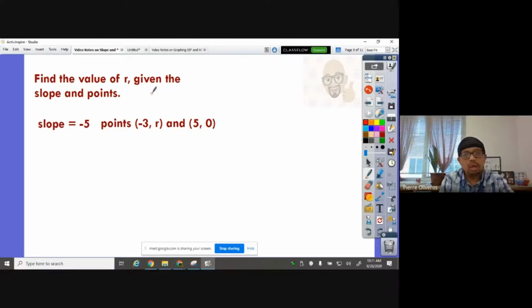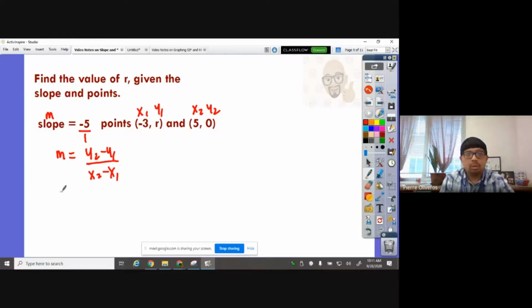Find the value of r given the slope and point. The slope here is negative 5. Remember that this letter m is the slope, and these are my x1, y1, x2, y2. There's an invisible 1 under the negative 5. So the formula again: m is equal to y sub 2 minus y sub 1 over x sub 2 minus x sub 1. My m here is negative 5 over 1. Y sub 2 is 0 minus y sub 1, which is r, over x sub 2, which is 5, minus x sub 1, which is negative 3.